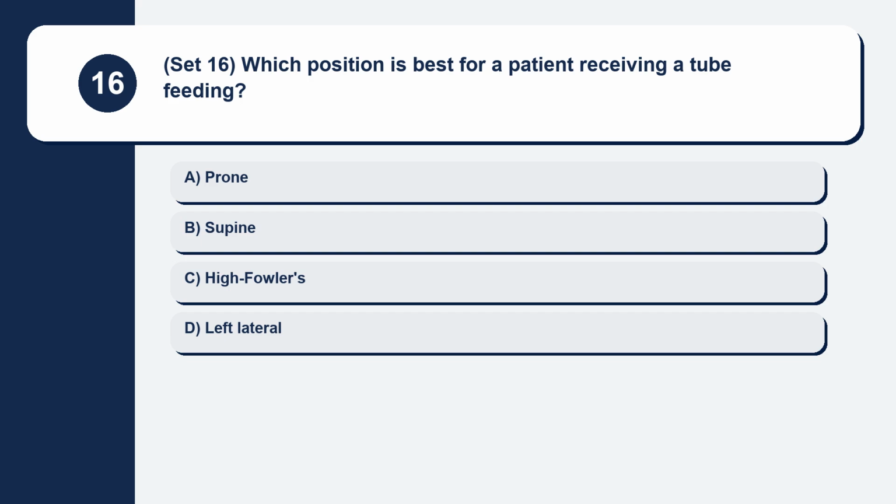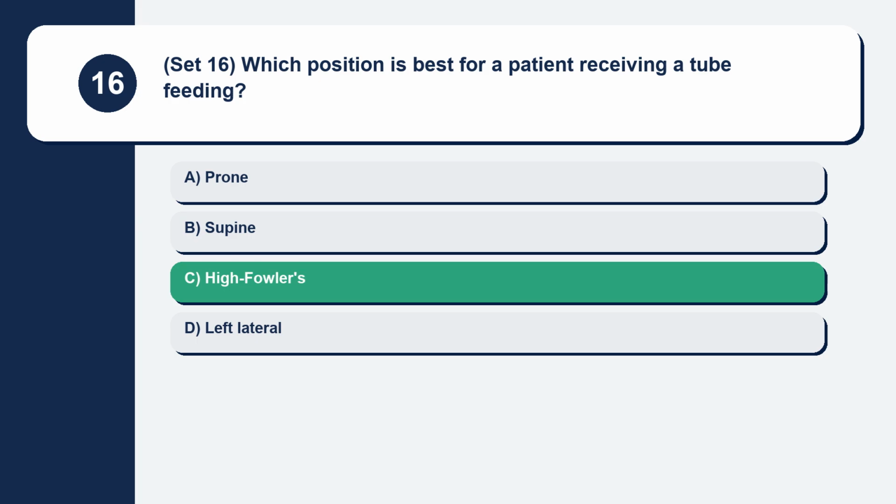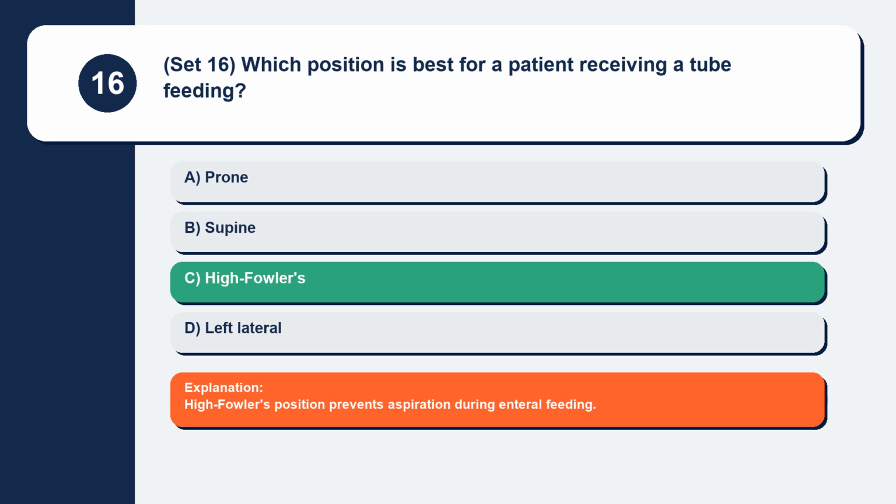Question 16. Set 16. Which position is best for a patient receiving a tube feeding? Prone, supine, high Fowler's, left lateral. High Fowler's position prevents aspiration during enteral feeding.